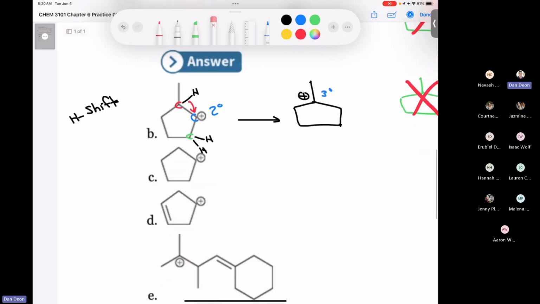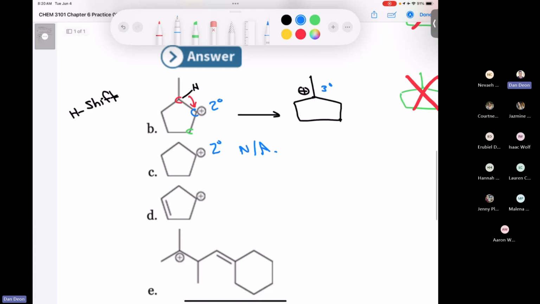Let's try C. C's a little bit faster. In C, is there any reason for this secondary carbocation to undergo a rearrangement? Would this one undergo a rearrangement at all? No. So we'll just put here, non-applicable. There's no rearrangement here that's going to give you anything more stabilized.